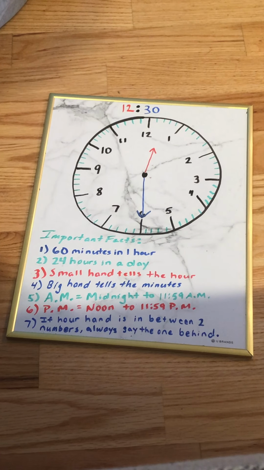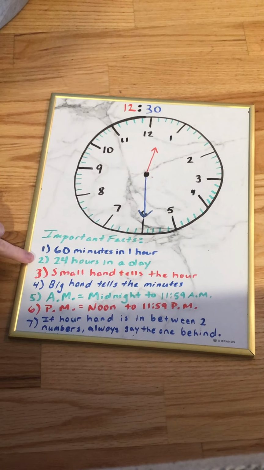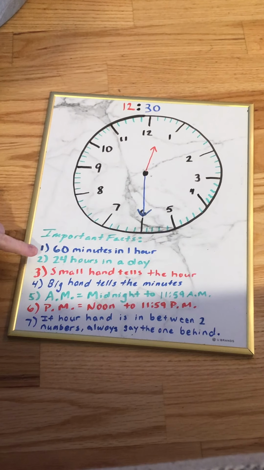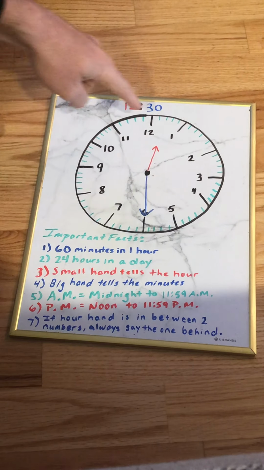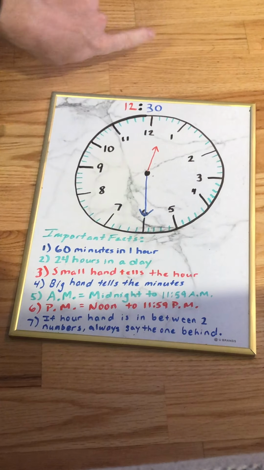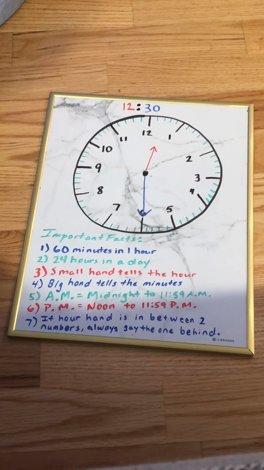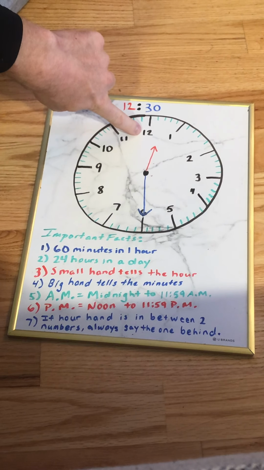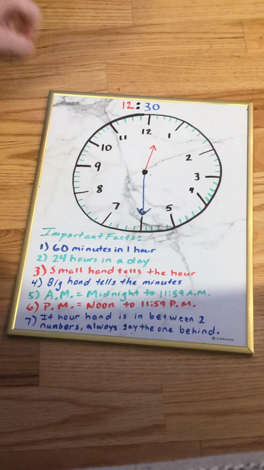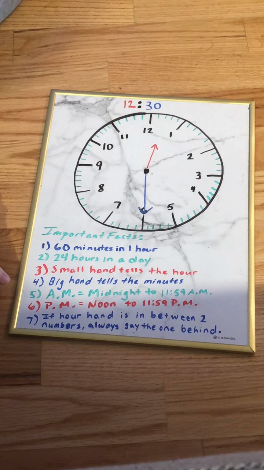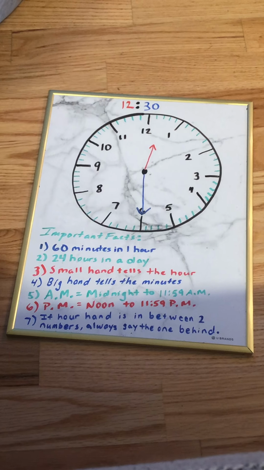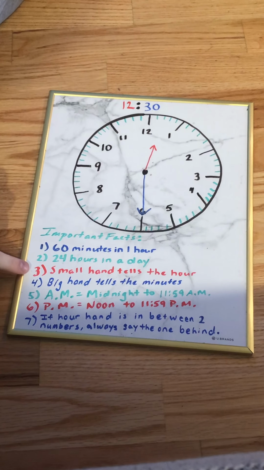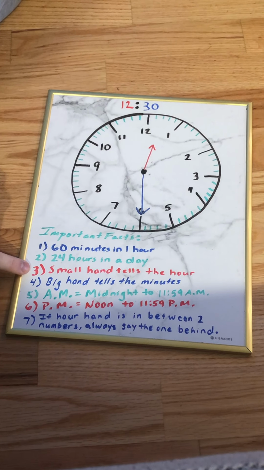And then we have to ask ourselves, for number 2, how many hours are there in a day? There are 24 hours in the day. That means we're going to do 2 full rotations around during one day, because there's only 12 hours represented. And once we get down to these facts a little lower, you're going to understand why we said that. So then the next thing I have here is the small hand tells the hour.